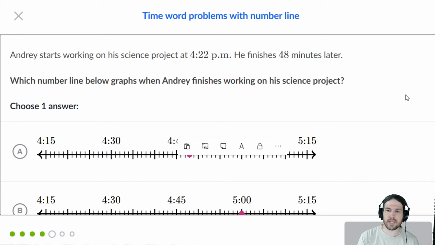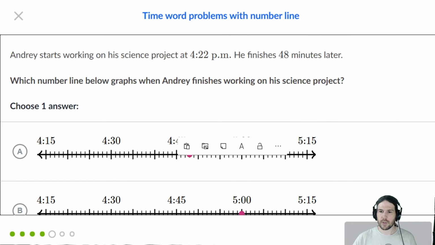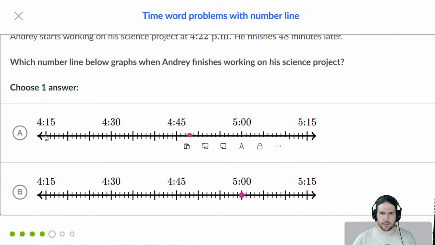Andrew starts working on his science project at 4:22 p.m. He finishes 48 minutes later. Which number line shows when Andrew finished? So let's see. 48 minutes later, where is 4:22? That's right there, right? So 48 minutes. 1, 2, 3. Okay. And there's 8 minutes right there. And then there's another 10 minutes. And another 5. 1, 2, 3.